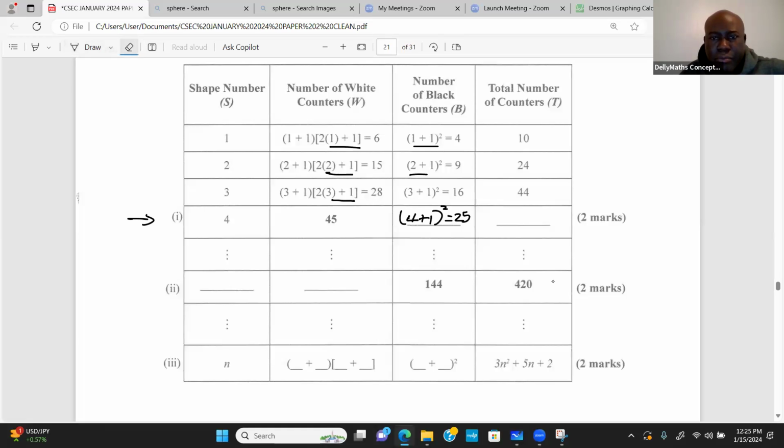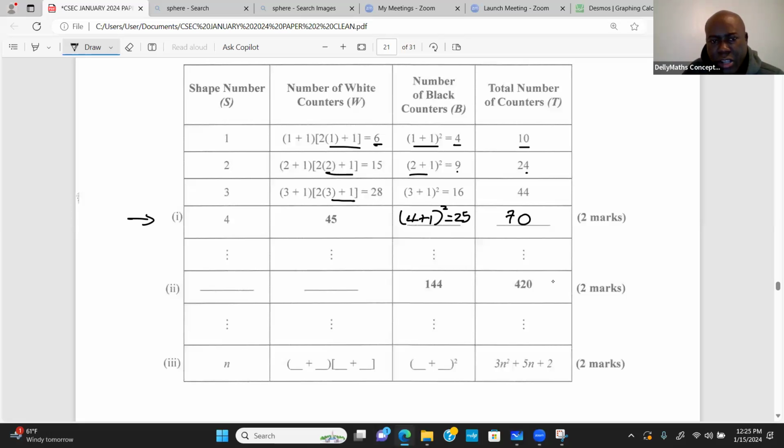All right, let's keep going. Now, over here, 4 plus 6, that's 10. 15 plus 9, that's 24. So if I add the number of black with the number of white, I should get the total. So 45 plus 25 is going to give us 70 for that one.